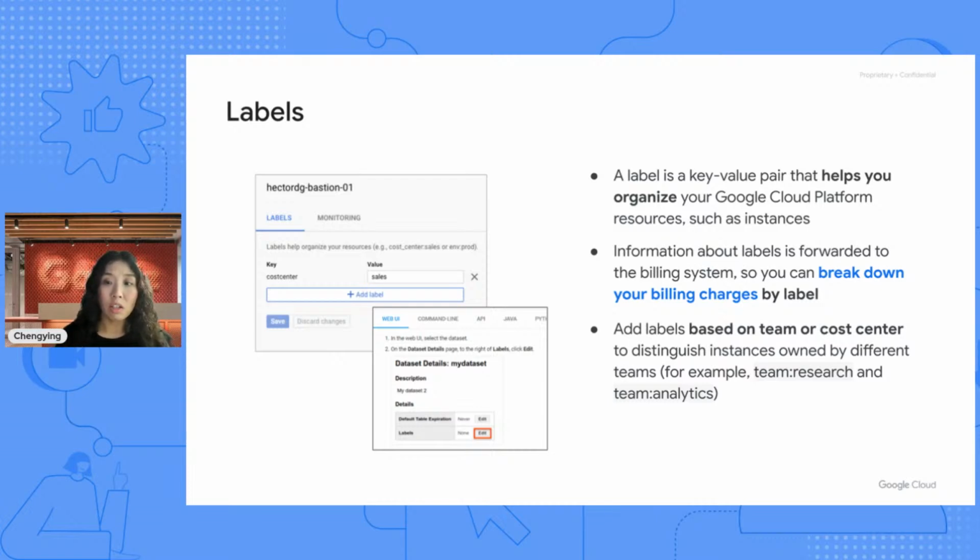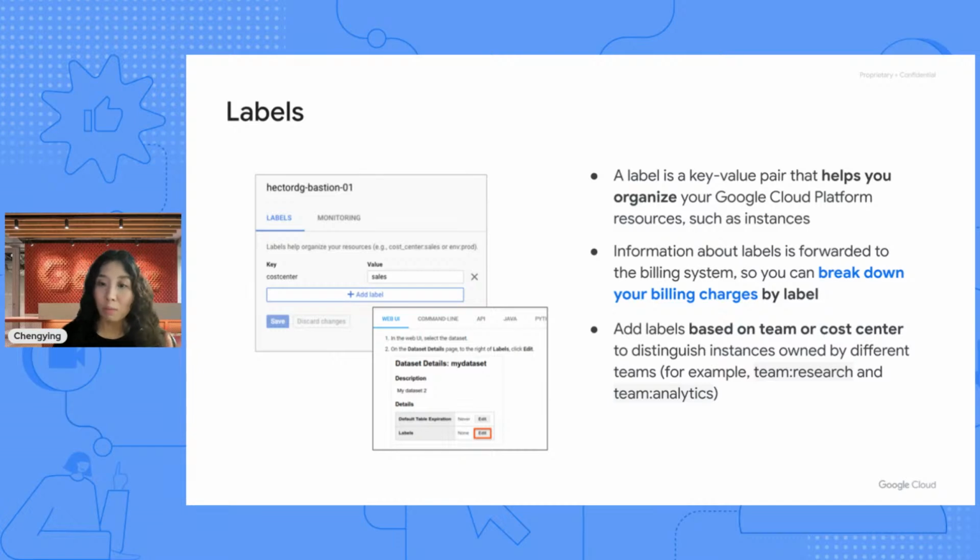Information about labels is forwarded to the billing system, so you can break down your billing charges by label. This is useful for tracking and chargeback purposes. Each resource can have multiple labels, up to a maximum of 64. So in terms of billing, there are multiple ways of adding labels for different purposes. I'll just give some examples.